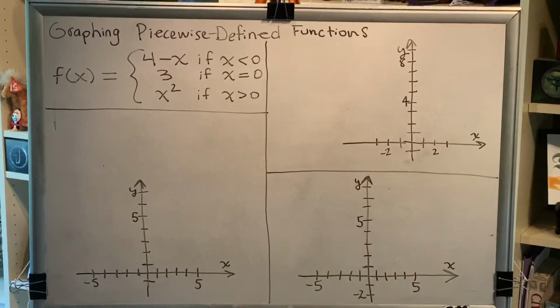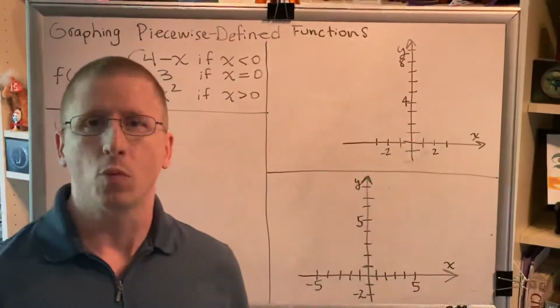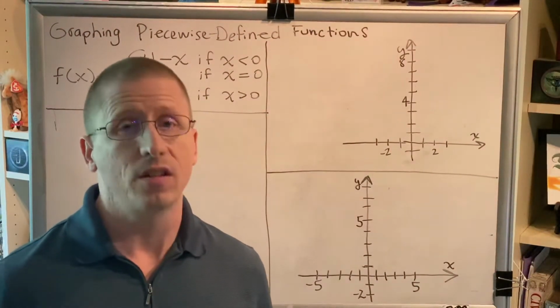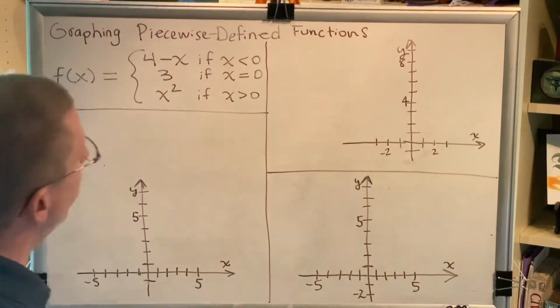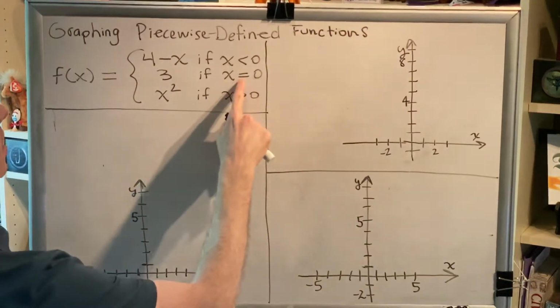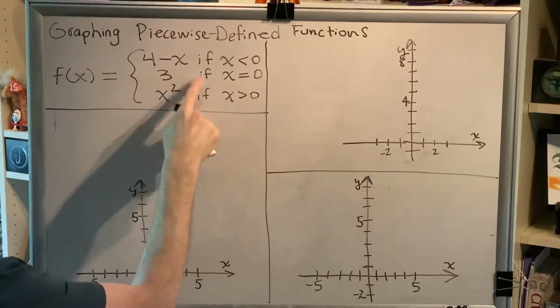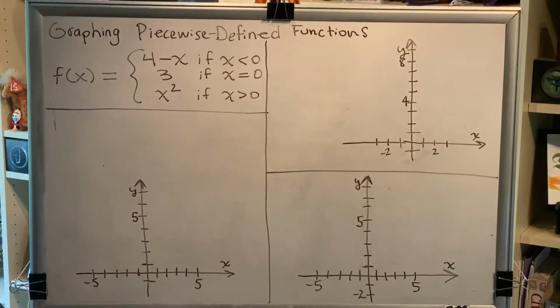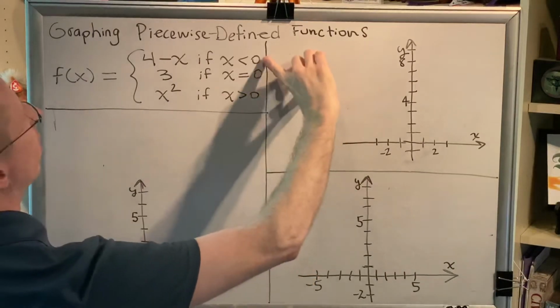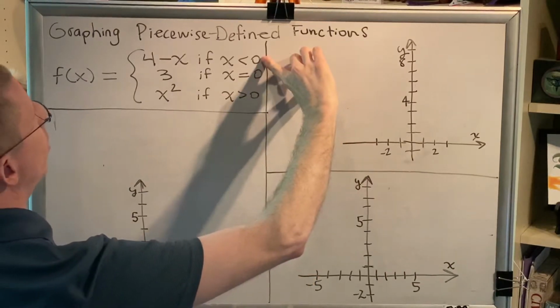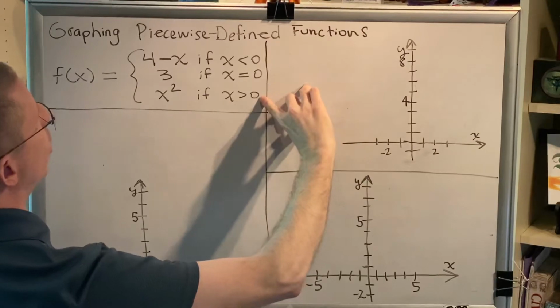Okay, so let's go through the steps that were presented in the learning workbook. The first step says identify for each piece if it is an inequality or an equality. Inequalities are handled in steps 1 and 2. Equalities are dealt with in step 3. Well, we only have one equality, x equals 0. So this middle piece, f of x equals 3 if x equals 0, we'll deal with that later in step 3.